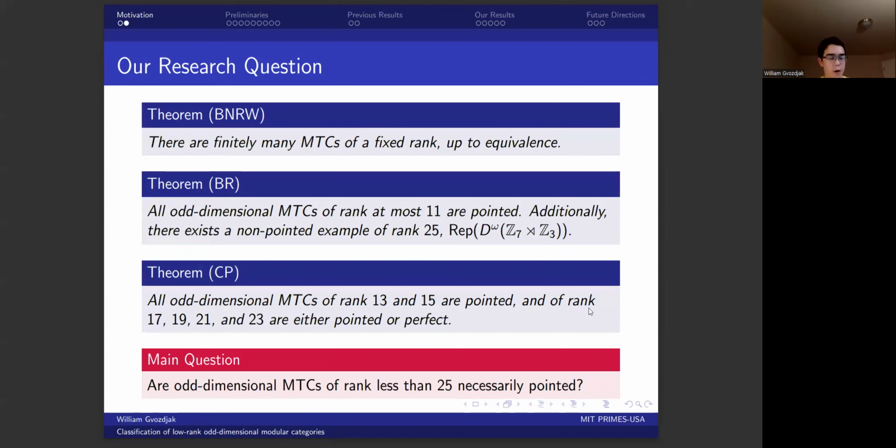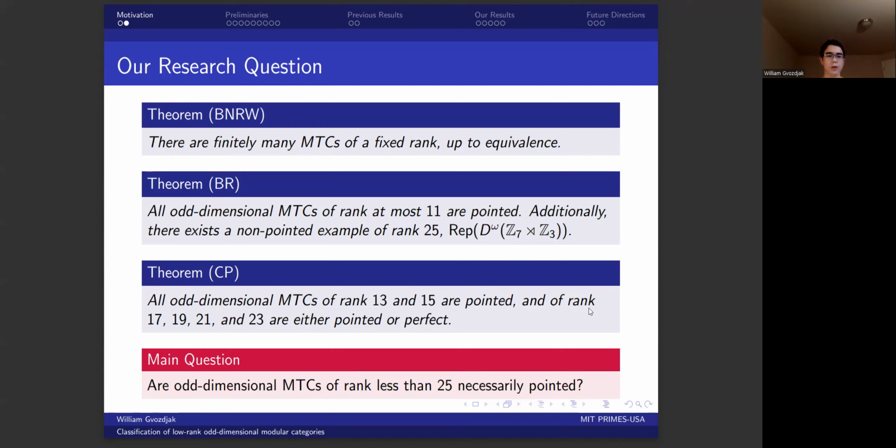So now I'll get into our actual research question that we were answering. Before I do that, I'll first present 3 theorems that are relevant. The first one is called the rank finiteness theorem for modular categories. And it states that there are finitely many modular categories of fixed rank up to equivalence. So this makes the question of classifying modular categories much more approachable because we know that there are not potentially an infinite number of modular categories for a given rank. So we're able to actually figure out what those finitely many modular categories are.